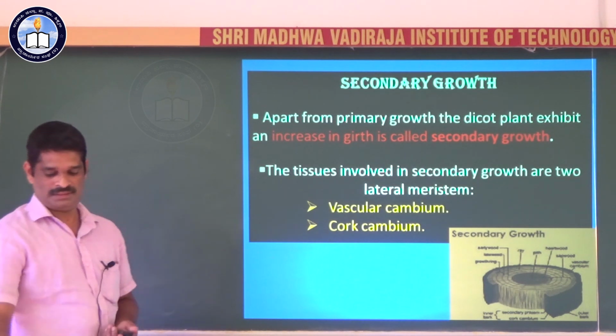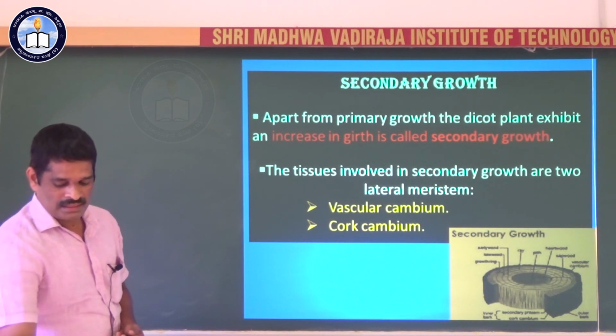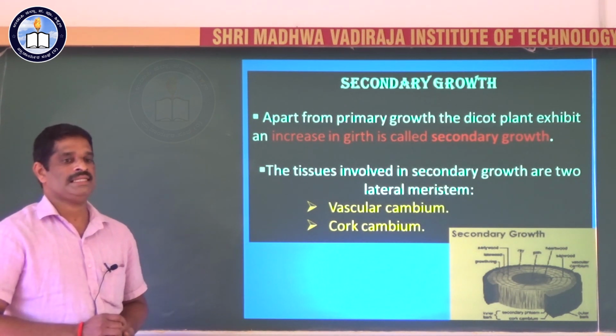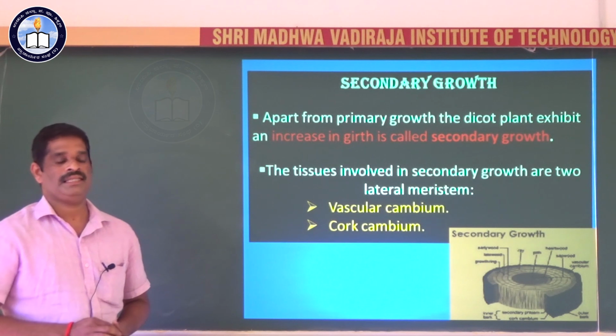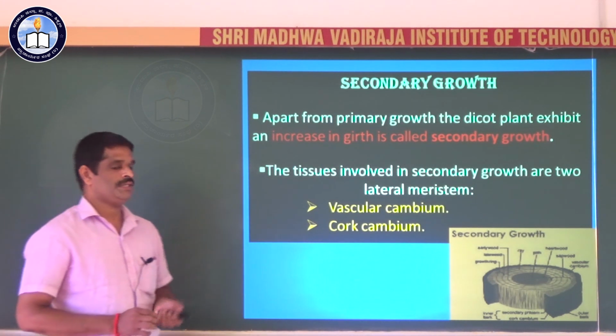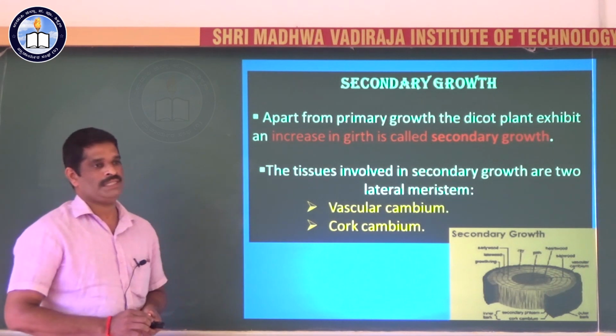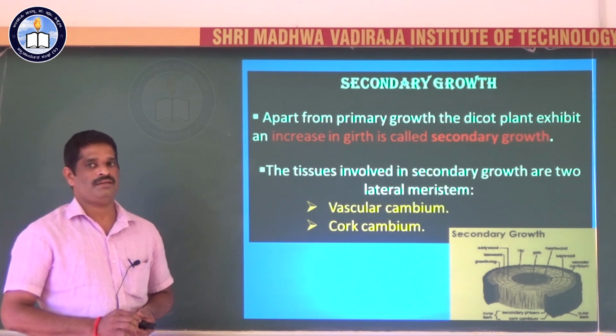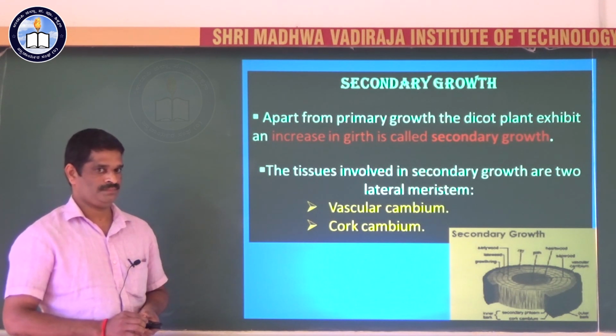Secondary growth. In case of a dicot plant, what is secondary growth? Increase in the thickness or diameter of the plant is called secondary growth. We know what a primary growth is? Increase in the length of the plant is called primary growth.